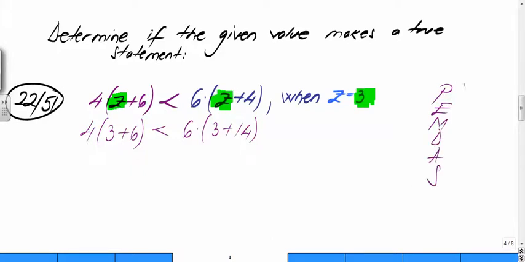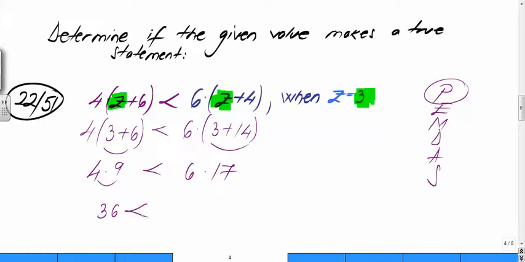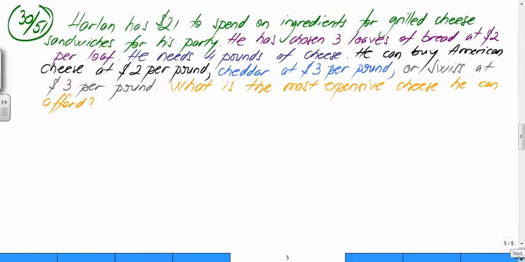Do we have parentheses? Yes, we do. 3 plus 6 is 9. Left side, 4 times 9 should be less than the other parentheses: 3 plus 14 is 17, times 6. 4 times 9 is 36. Should be less than 6 times 17, which is 102. This is a true statement, and you're going to say true. Okay, let's see if we have another one.